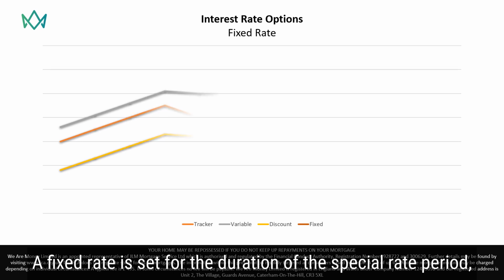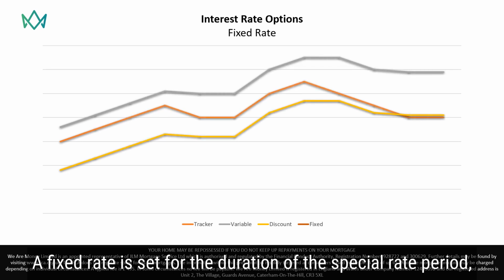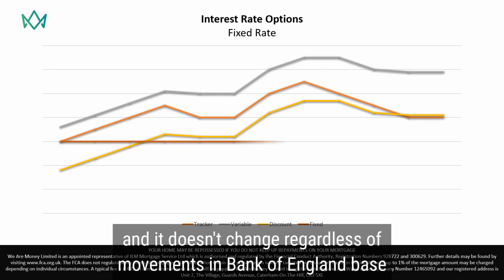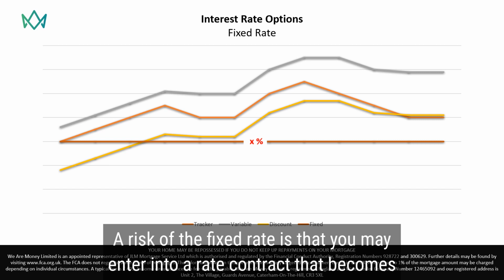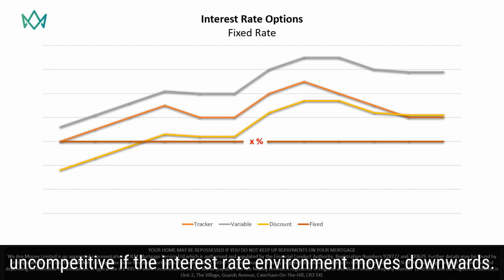A fixed rate is set for the duration of the special rate period and it doesn't change regardless of movements in Bank of England base rate or the specific lender's variable rate. A risk of the fixed rate is that you may enter into a rate contract that becomes uncompetitive if the interest rate environment moves downwards.